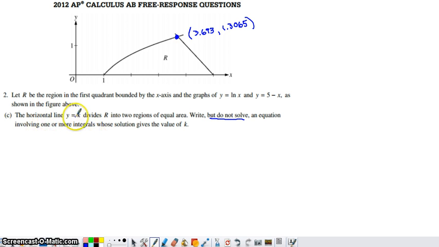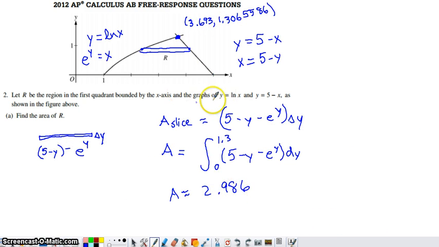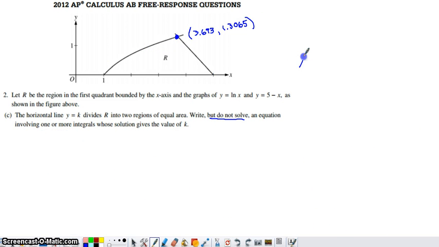Anyhow, in part C it says, let the horizontal line y equal k divide R into two regions of equal area. So we have from part A the area of region R. If I click back to that real fast, the area that we wrote down for region R from part A is 2.986. So we know the area of region R is about 2.986 square units. What we want to do in part C here is write but do not solve an equation involving one or more integrals whose solution gives the value of k.